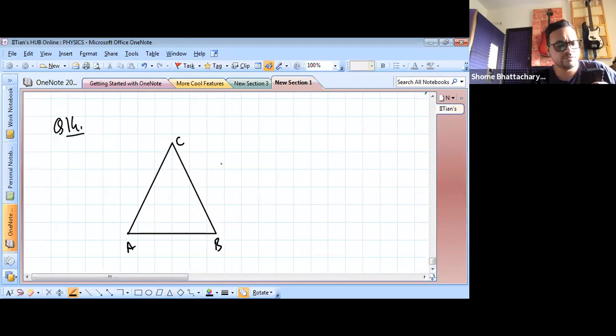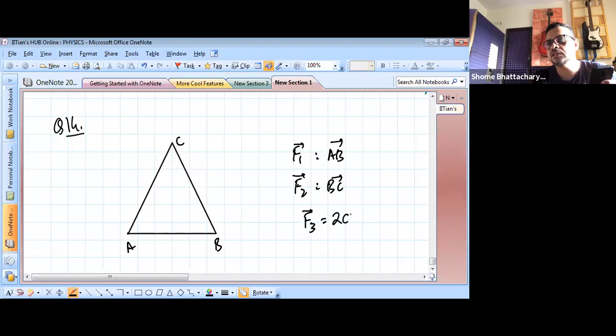Now we have three vectors of forces, let's say, which are proportional to. So F1 is proportional to AB. F2 is proportional to BC. But F3 is proportional to twice of CA. Okay, so then the resultant of these three forces will become how much?